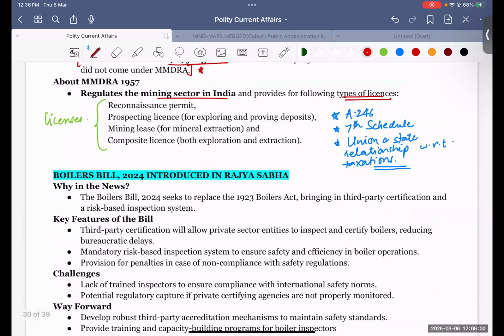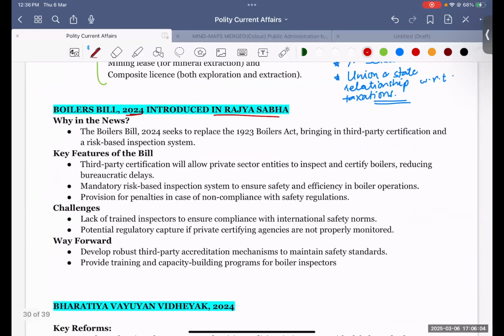Next, Boilers Bill 2024 introduced in Rajya Sabha. So why is it in news? Because the Boilers Bill 2024 seeks to replace the 1923 Boilers Act. So again, an obsolete, outdated act has been replaced, bringing in third-party certification and a risk-based inspection system. So what is new in this particular act is that we are having a third-party certification system.